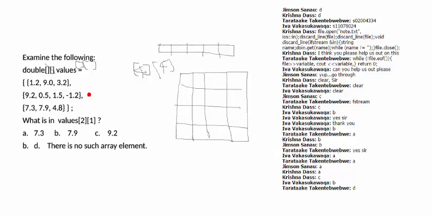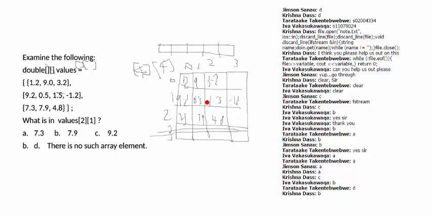Okay, so let's look at this question. Right? Because I have the solution for this one here. So let's go through it together. 0, 1, 2. It's the same for the other three. So 0, 3. So in the first row we have 1.2, 10, 9, 10, 3.2, right? And then we have 9.2, 0.5, 1.5, negative 1.2, and then 7.3, 7.9, 4.8. Right, so this row won't be there.